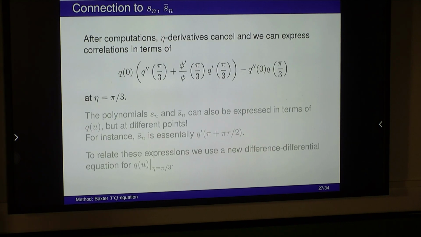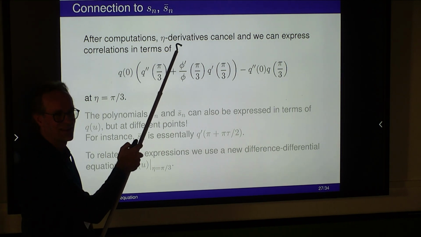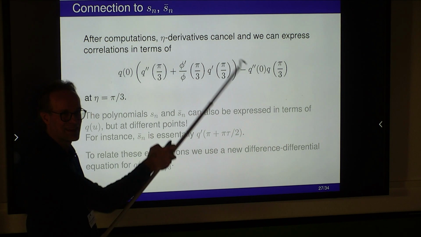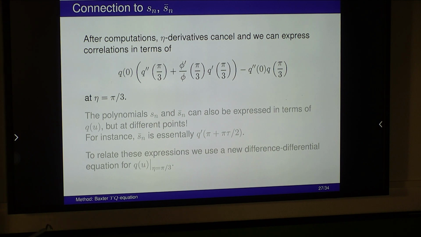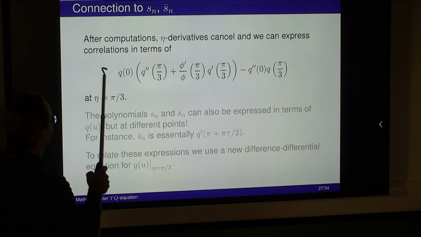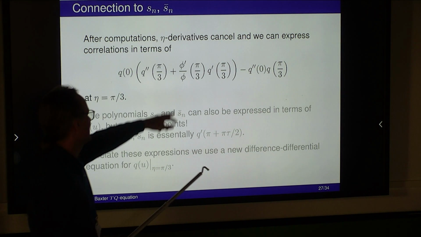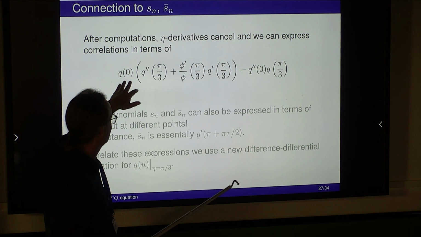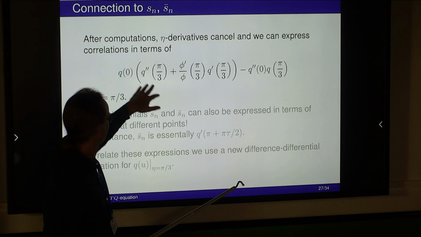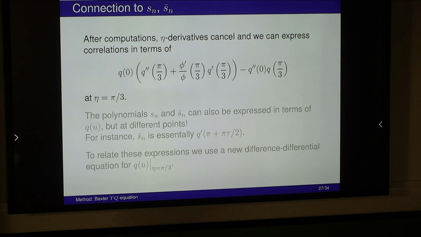Okay, anyway. After some computations, the strange thing is that we needed this Q operator to have eta derivatives, but still at the end of a long computation, all these eta derivatives cancel. That's a nice thing. And you can express the correlations in terms of something like this here. Did I tell you what phi is? It's just some theta function. So some bilinear expression involving the Q operator eigenvalue at different points.